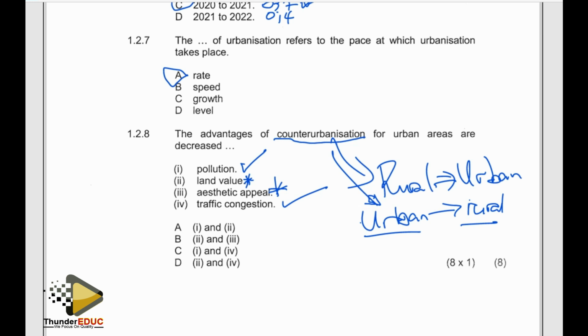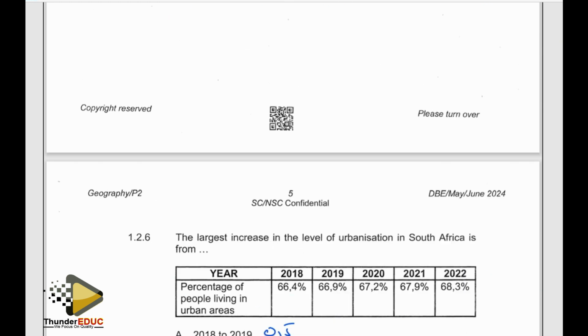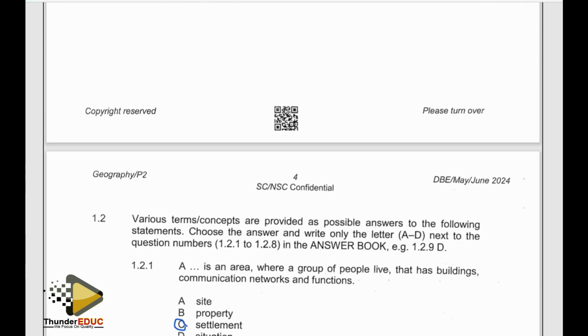So item number 1 and item number 4 constitute our correct combination of responses, which fall under letter C. Right, we are done with this question, the multiple choice section.